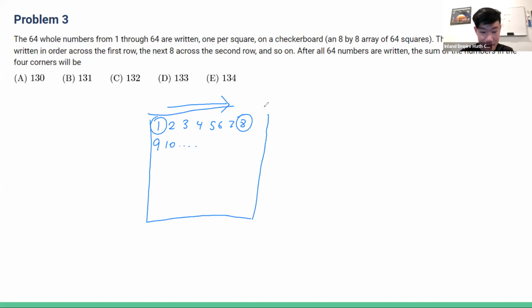Right? And in the corner, we have 1 and 8. So now let's figure out what goes down here and what goes down here. Well, this is going to be the last number, which is 64. So we know that one. And for this one, we could just work backwards, right?